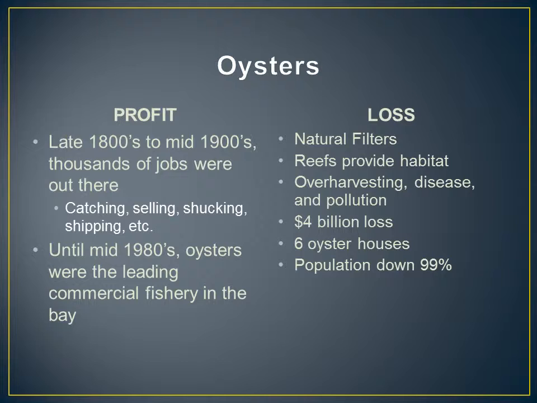They also go on to say that with the decline in the oyster industry, the oyster houses went from 157 in 1970 to about 6 today. A study by the University of Maryland states that the oyster population is down.